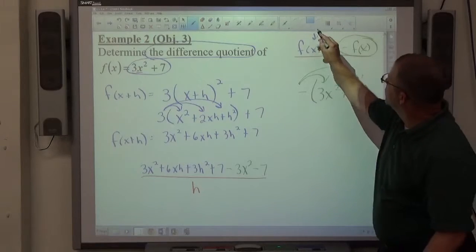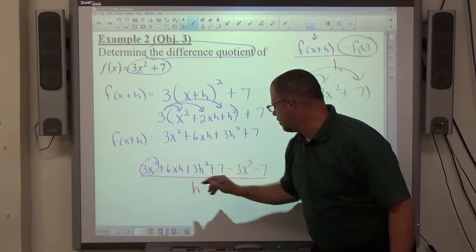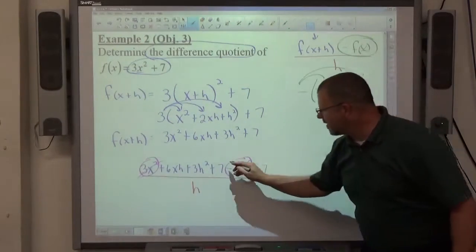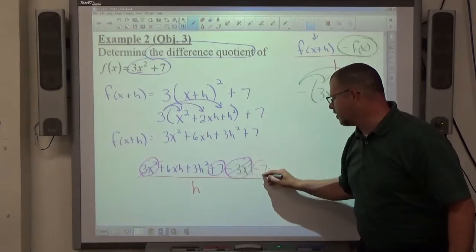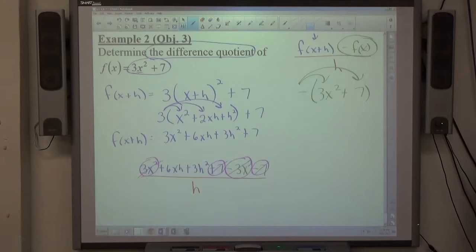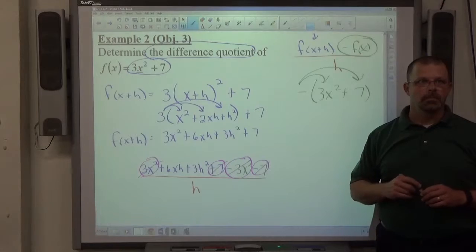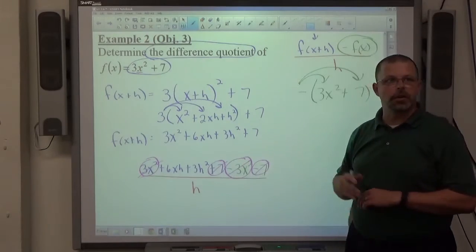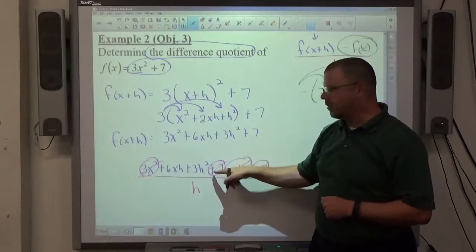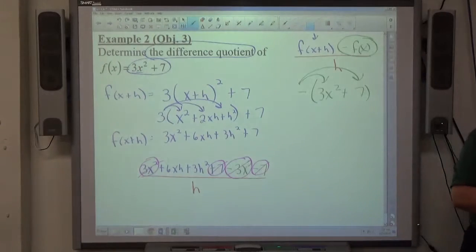All right? Notice 3x squared is part of f of x plus h, minus 3x squared, those cancel. Plus 7 is a part of f of x plus h, minus 7, those cancel. That should happen every single time. If it doesn't, you probably forgot to change one of these signs over here. What if it's already negative? If it's negative over here, it'll be positive over here. Because let's say it started off minus 7 here, then when you subtract it, it's plus 7, they're still opposite. So that opposite thing should always happen.